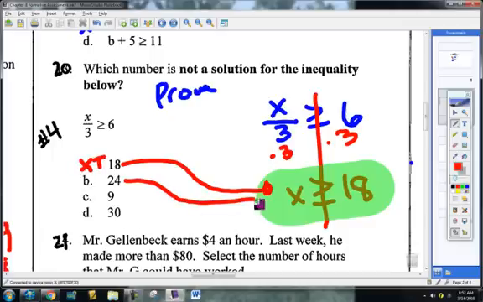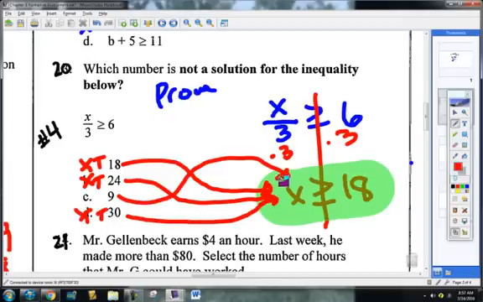24, is that true? Okay, so that means it's wrong. Now, 30, is that true? Yeah, so that means it's wrong. 9, is that true? There's your false one. That one's not a solution. So even though some of you, I understand you plugged in 9, you said 9 divided by 3 gives you 3, and 3 is not greater than 6, that is false.